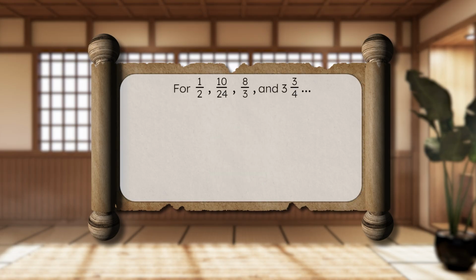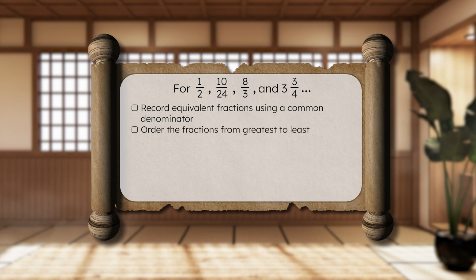For 1/2, 10/24, 8/3, and 3 3/4, record equivalent fractions using a common denominator. Order the fractions from greatest to least.